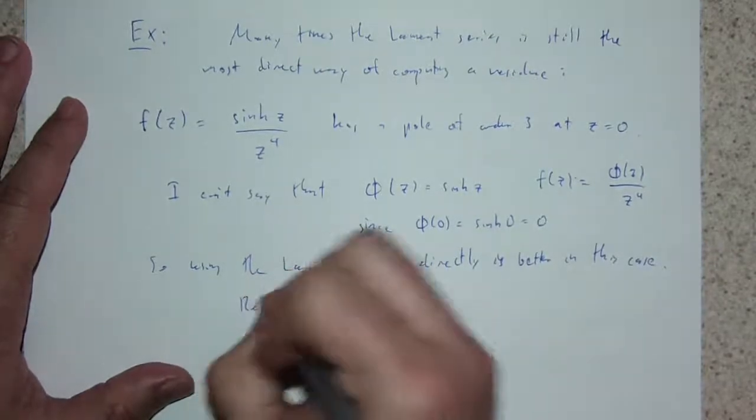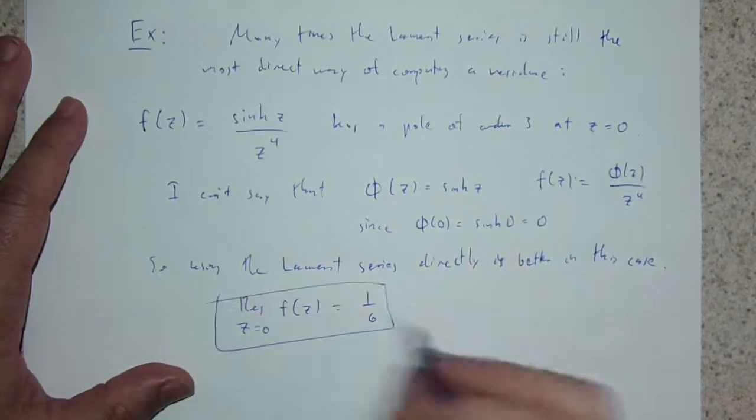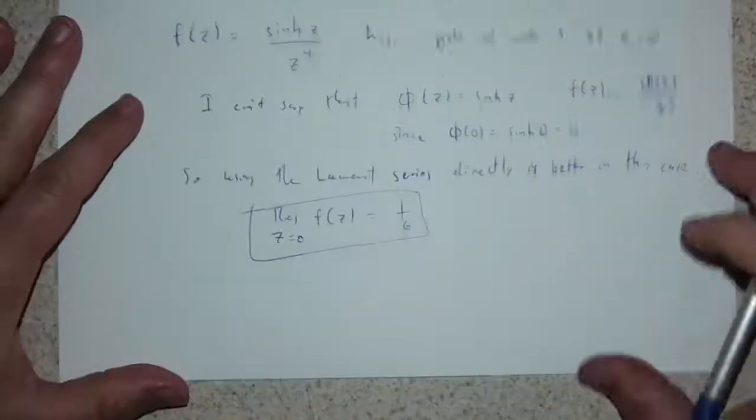And so we had previously found that the residue at 0 of this function is actually 1/6. So that is the better way of doing it in this case. And of course, sometimes it is actually better to do a combination. So sometimes you can do a combination approach where you combine the Laurent series approach with this theorem.